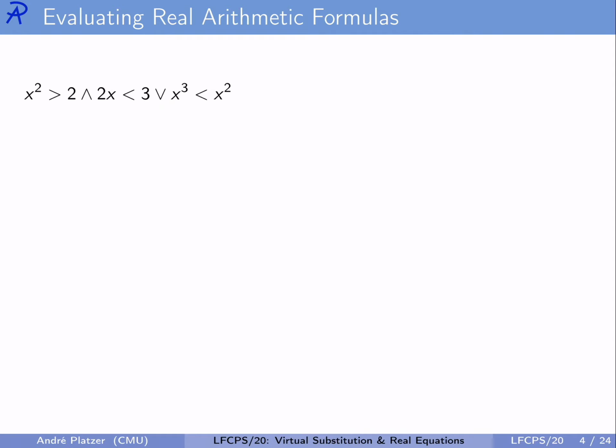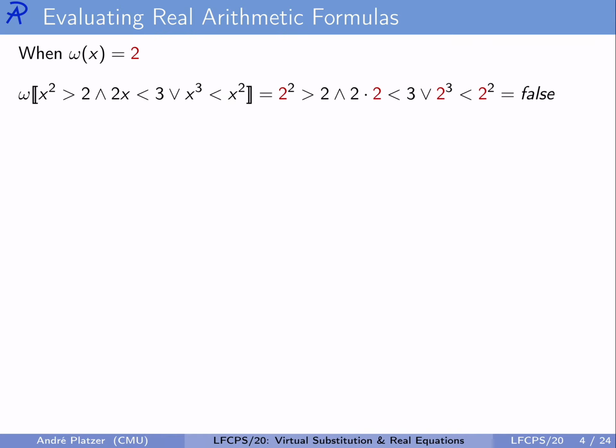We can certainly evaluate this real arithmetic formula with logic and the reals. If we fix a state, for example, a state omega, in which the value of the variable x is 2, then in this state we can take the real arithmetic formula, evaluate it, which will give us, of course, the 2 plugged in for x, so 2 squared greater than 2, and so on and so on. And in fact, that gives us the truth value false. Well, that was easy enough.